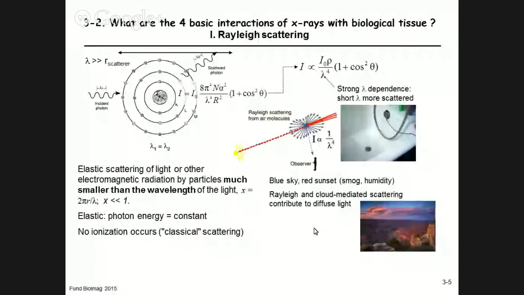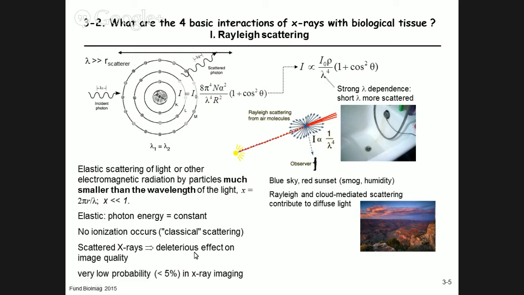Okay, so there is the condition for Rayleigh scattering to occur, and that is that the dimensions of the scatterer are bigger than the wavelength. So now let's look at X-rays. For X-ray imaging, Rayleigh scattering has a deleterious effect on image quality, and therefore it's not very welcome. Fortunately for us, it has a very low probability in X-ray imaging. It's about 5%, so it's not a very important effect.